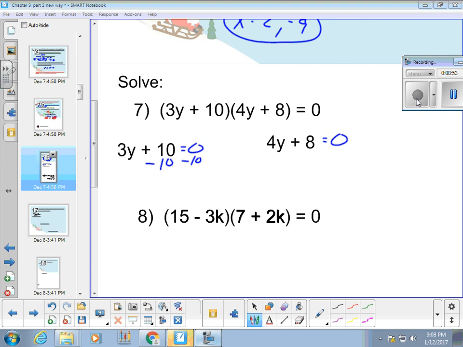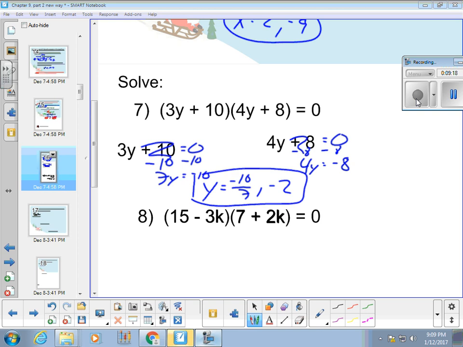I'm going to subtract 10 from both sides. So 3y equals negative 10. Divide both sides by 3. So y equals negative 10 over 3. I'm just going to leave it as an improper there. That's fine with me. Or my other answer, subtract 8 from both sides. They cancel out. 4y equals negative 8. Divide both sides by 4. y equals negative 2. So there are my two answers.